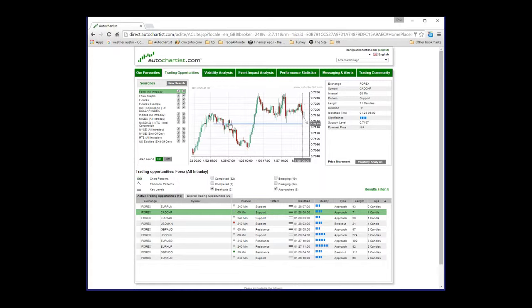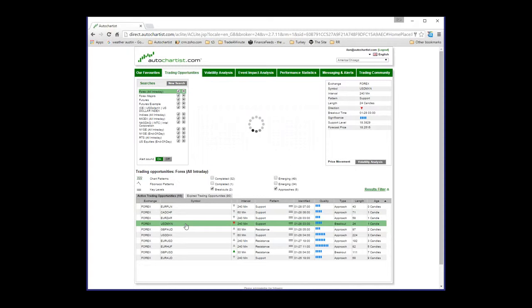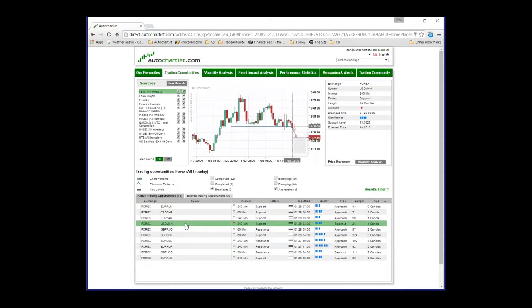It was a support over here, resistance, a breakout, then support again, and Autochartist believes that the price is potentially moving down to 0.7157 for CAD Swiss franc. But again, notice there's been no breakout, right? However, if we look at another example over here on USD Mexican peso, you can see that there has been a breakout, right? And so that is what we call a breakout pattern.